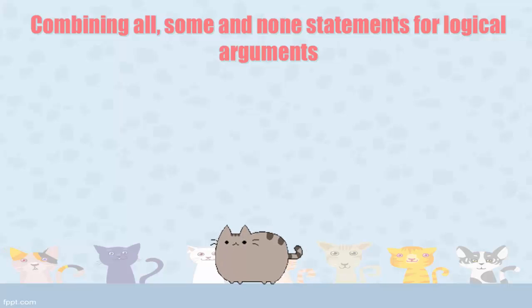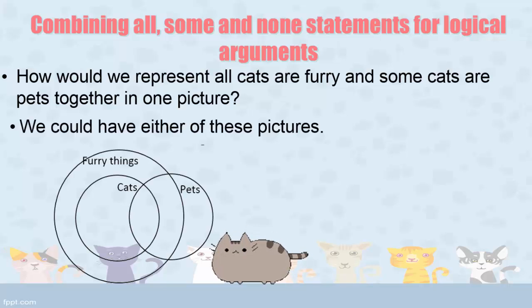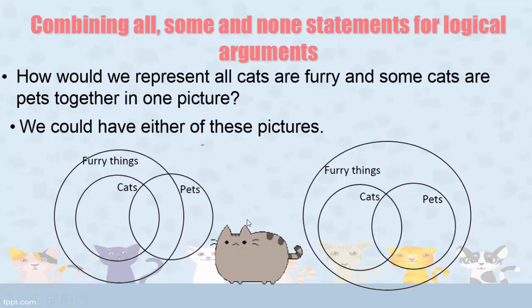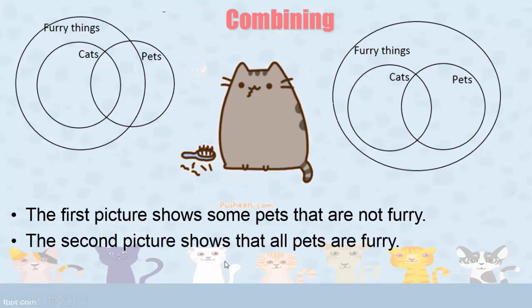And so this is what happens when we combine all, some, and none statements for a logical argument. So here we go. How would we represent "all cats are furry" and "some cats are pets" in one picture? We can have two different situations, and either of these pictures would be correct. The first picture shows that some pets are not furry, and the second picture shows that all pets are furry.